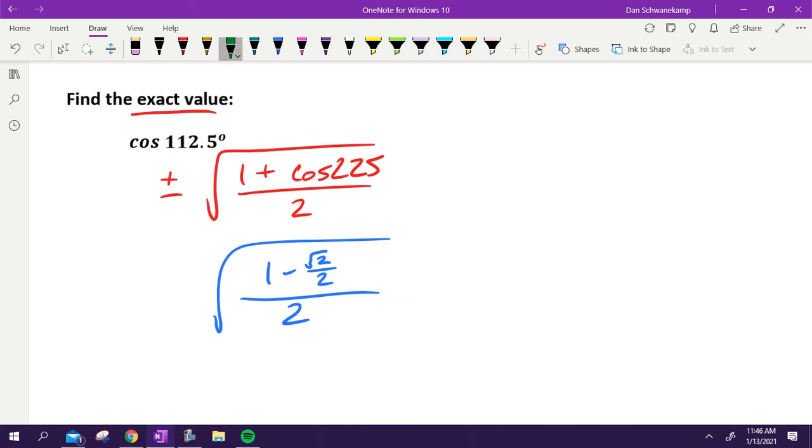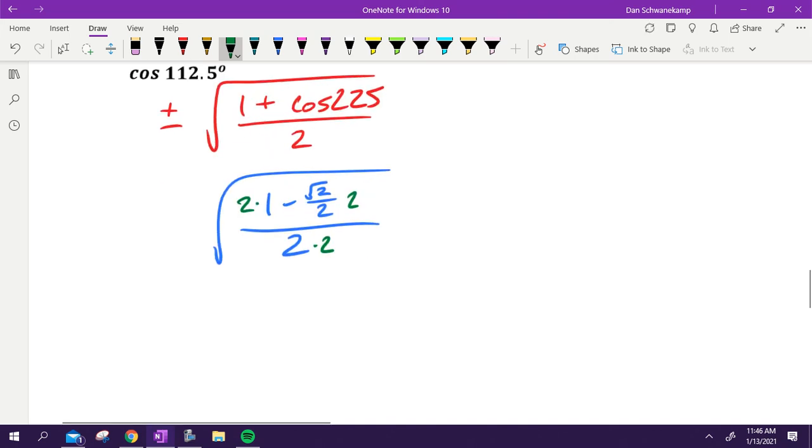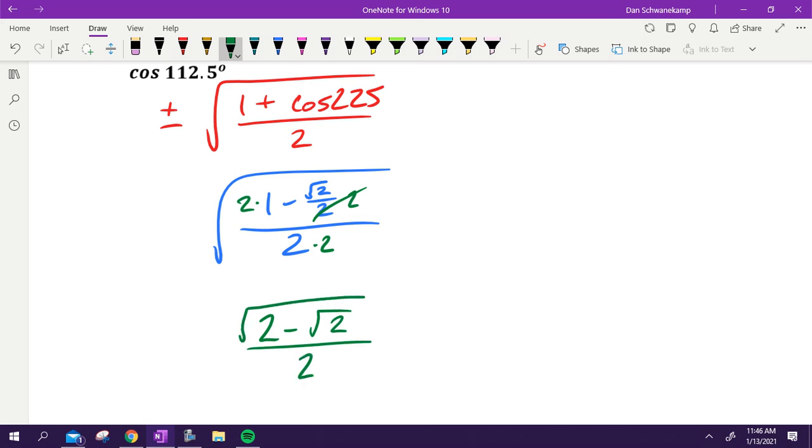I don't like the 2, so I'm going to multiply everything by 2. So it gets me 2 minus the square root of 2 all over 4, but I'm taking the square root of it. And so now my square root sign doesn't have to be on bottom anymore. But don't forget, it was plus or minus. We need to make that distinction. I'm doing cosine, and it's 112.5. Which quadrant are we looking in? Second. What is going to be true about cosine if I'm in the second quadrant? It is negative.